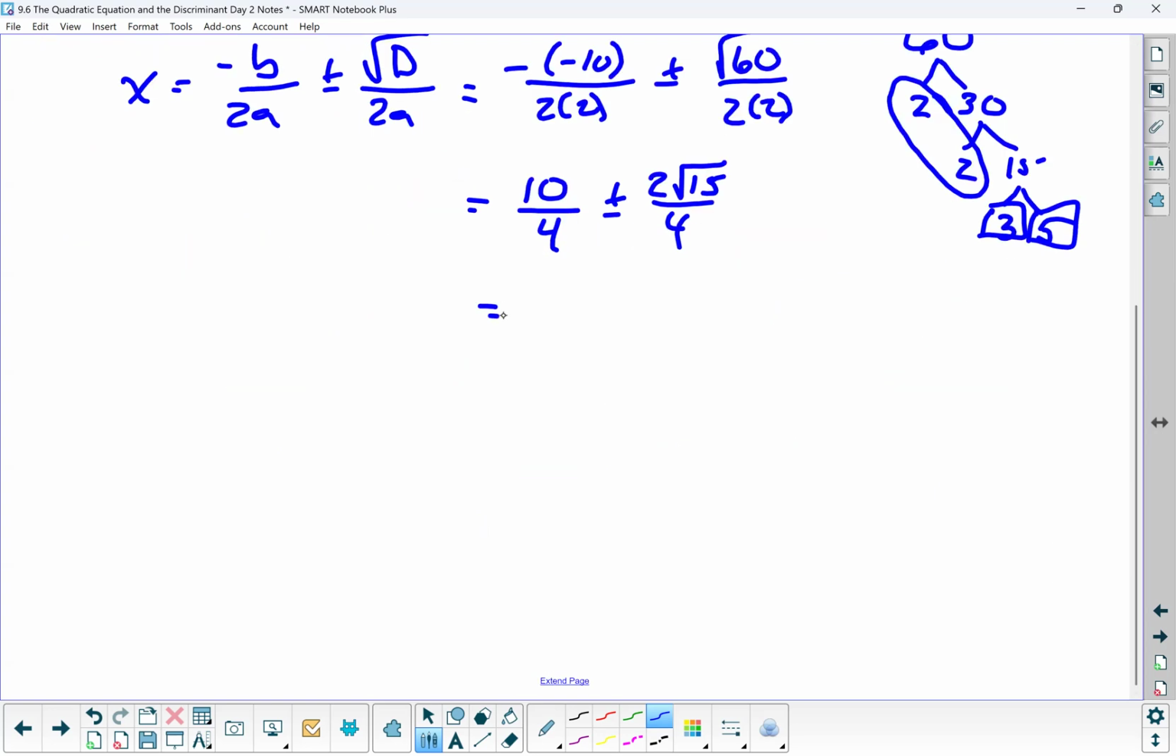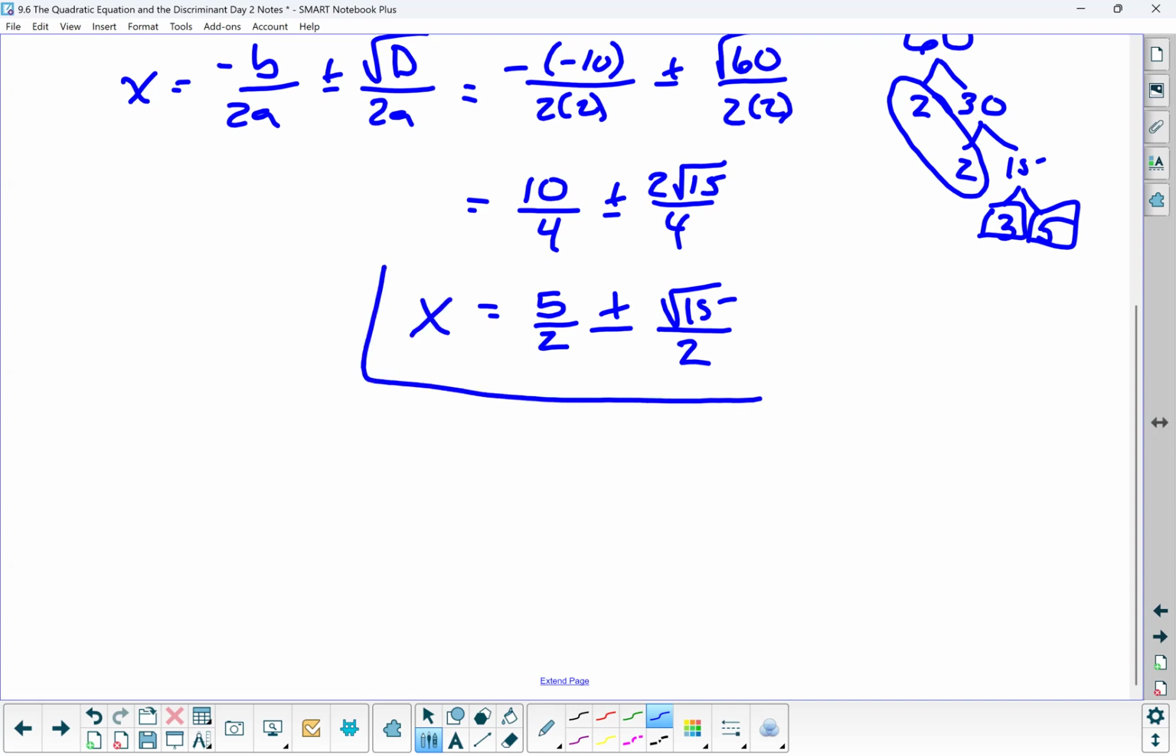Reduce our fraction. Is there a number that divides evenly into both 10 and 4? 2 divides evenly into 10 and 4. So 10 over 4, when I divide by 2, is going to be 5 over 2. Is there a number that evenly divides into 2 and 4? 2 will. So the 2 in the numerator gets divided by 2. It becomes 1 square root 15. And the 4 in the denominator becomes a 2. And now we have our exact solutions.